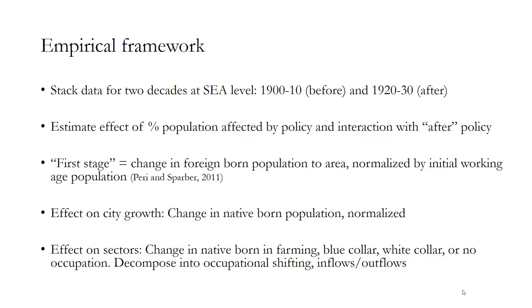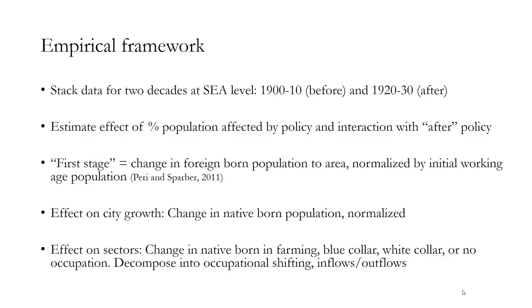And that will be the change in the foreign-born population to that area, normalized by the initial working age population. So rather than looking at changes in the share foreign-born, we want to look at the changes in the actual bodies foreign-born in the numerator divided by initial population. And this was recommended by Perry and Sparber because the denominator would otherwise be an outcome of interest. It could be that this policy would affect overall population, and in fact we find that it does. And so we don't want there to be population changing in the denominator if we want to focus on the change in the number of bodies coming from abroad.